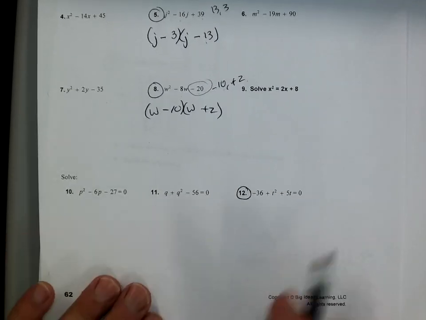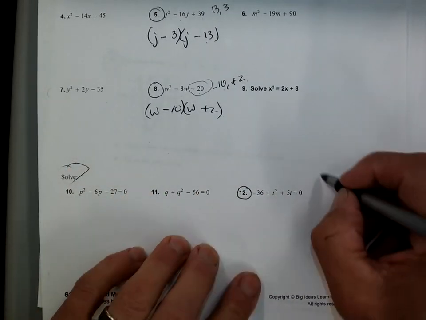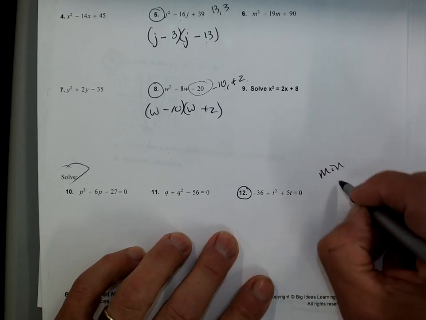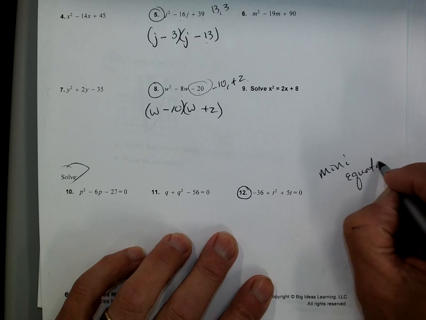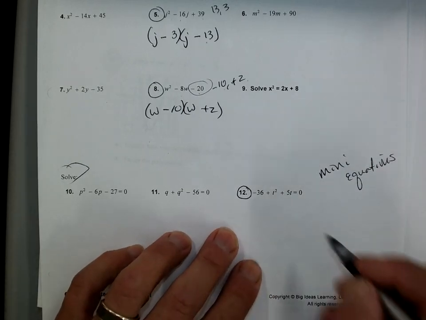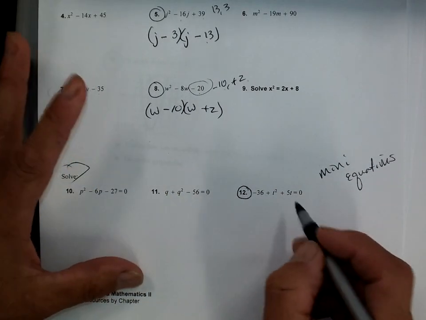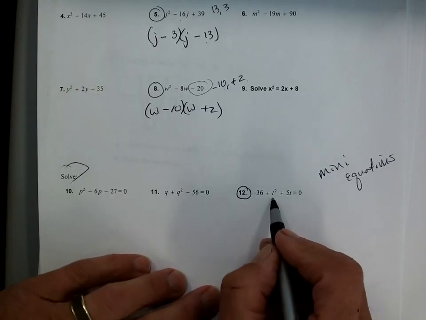Okay, 12, we have to solve. So what we have to do is come up with our mini equations. To do that, we need to factor first. But this thing's all in the wrong order. Let's put it in standard form.